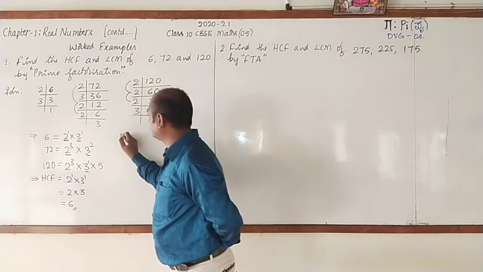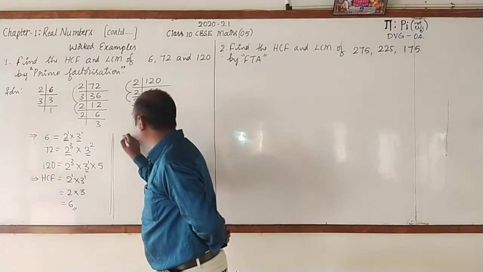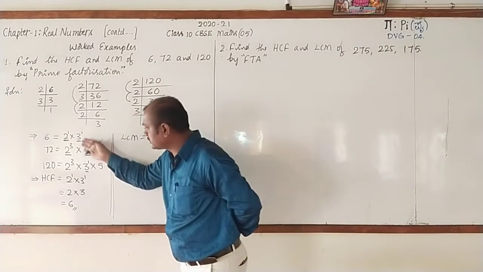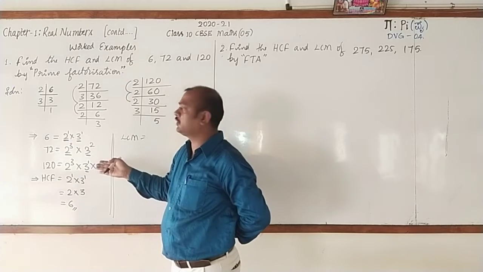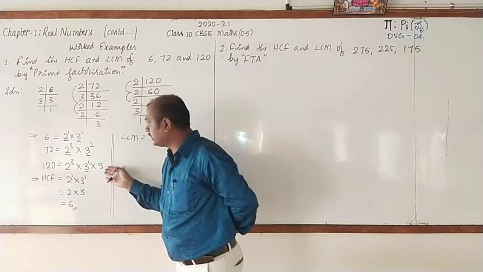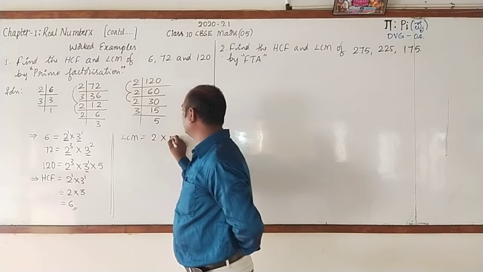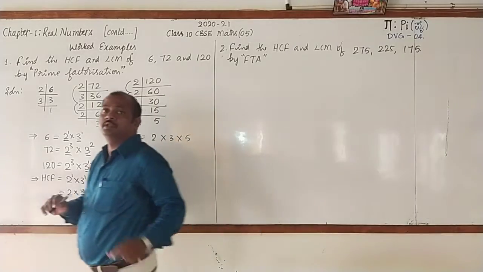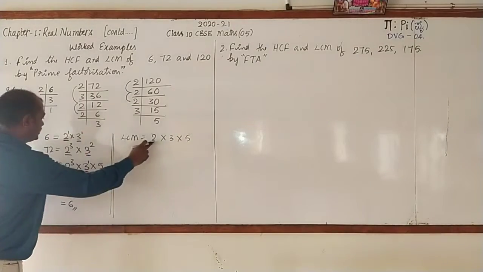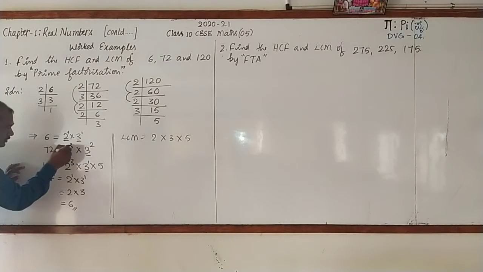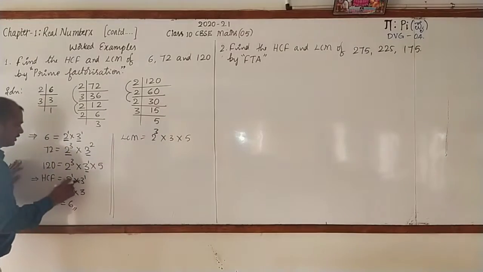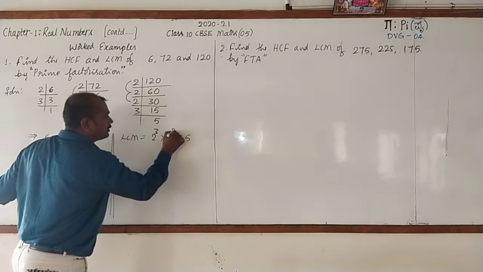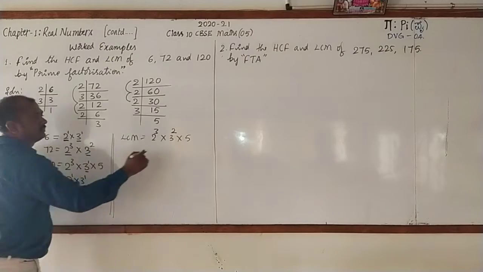Next, let us find out LCM. As we know, first we will write all the factors involved in the numbers. What are the factors involved? 2 is there, 3 is there and also 5. Alright, 2 into 3 into 5. But you should take the highest power of each prime factor. What is the highest power of 2? 1, 3, 3. 3 is the highest power. Then in 3, the powers are 1, 2, 1. Highest power is 2. Then the highest power of 5 is 1.